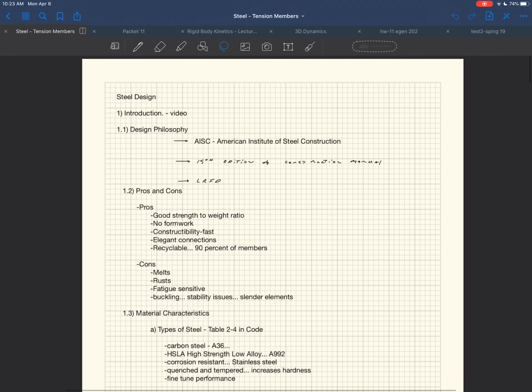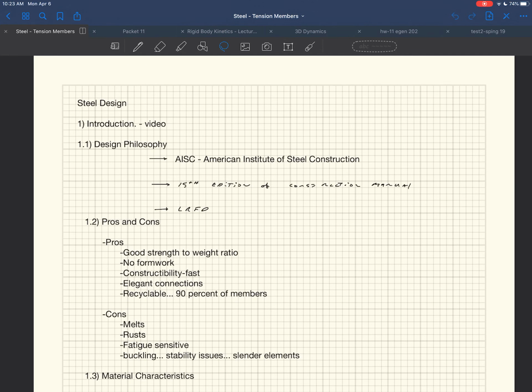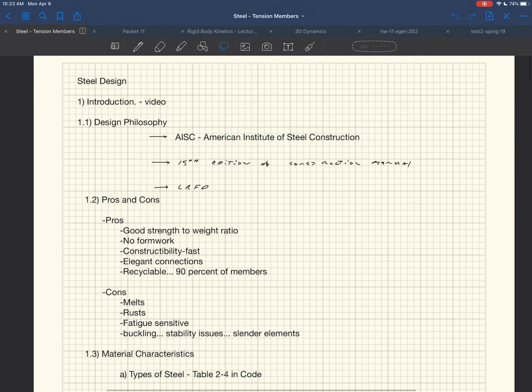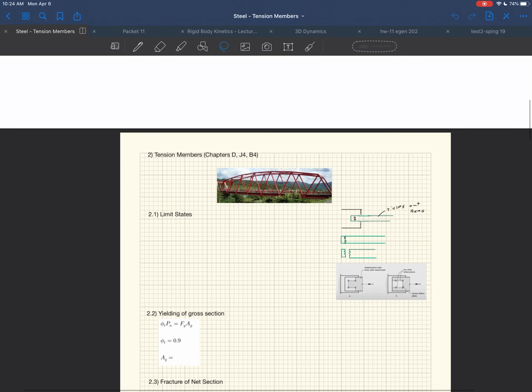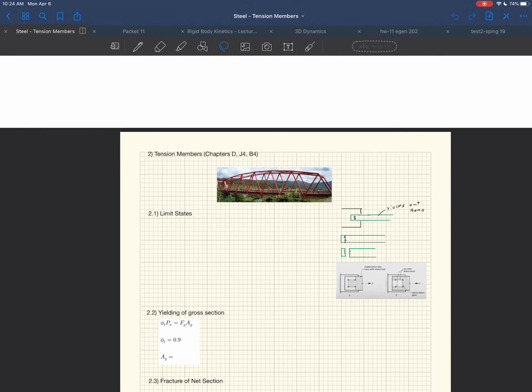So the lecture thus far on steel has just talked about the introduction to steel, pros and cons, material characteristics, what the different shapes are and what they're used for. And then today we're going to start the actual design. The first thing that we're going to talk about the design of is steel tension members, okay?